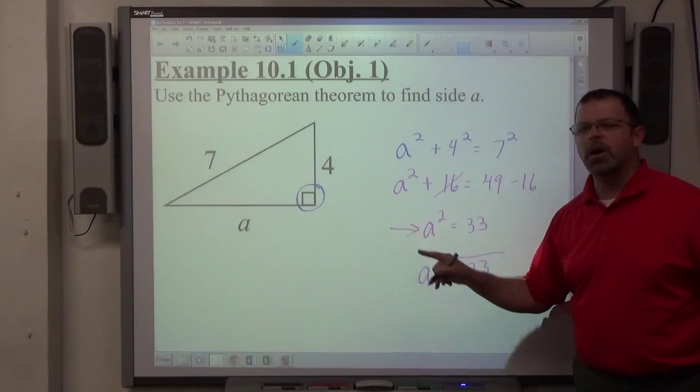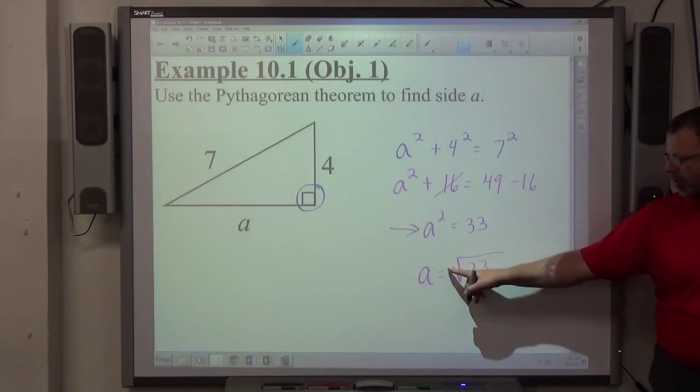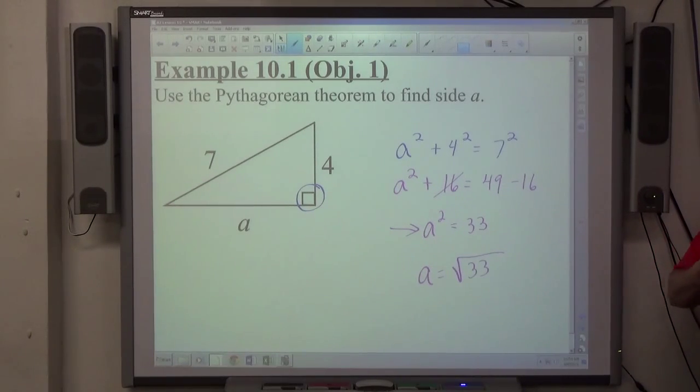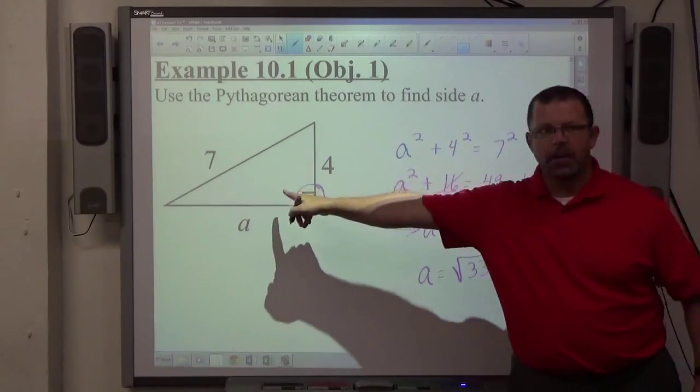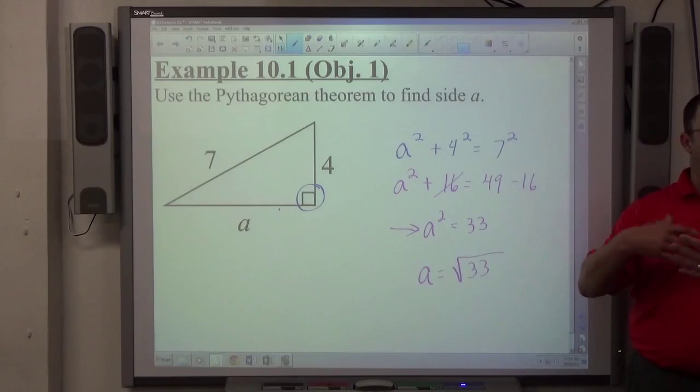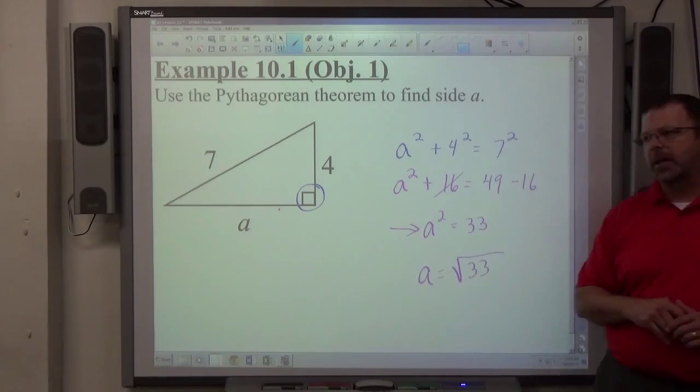Officially, if you have an equation looking like that, you're supposed to get plus or minus in front of that. a represents the side of a triangle. Sides of triangles are positive, so we only take the positive square root because of the property of this side. If you have a squared equals a number in general, just in an abstract problem, you must take the positive or negative square root in that case.